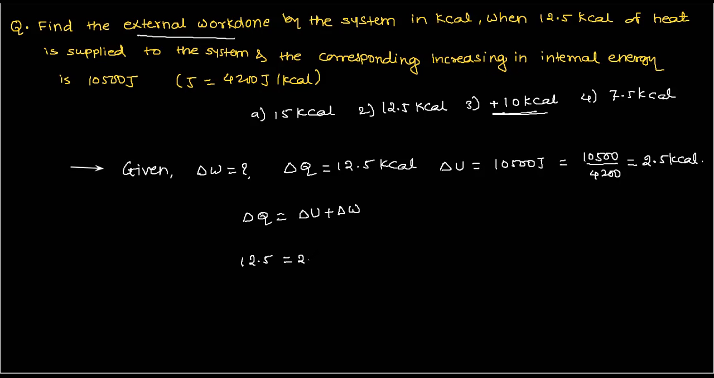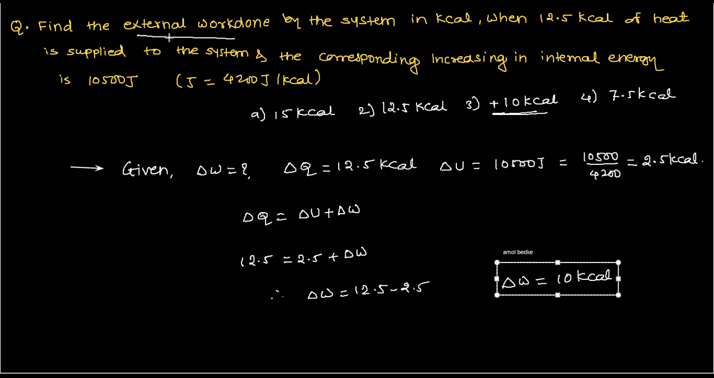Then delta Q is equal to delta U plus delta W, and therefore 12.5 is equal to 2.5 plus delta W, so delta W is equal to 12.5 minus 2.5, and hence delta W is equal to 10 kilocalorie. So change this, just keep the sign plus there, because external work done by the system should come plus, not minus. Right? Okay, good.